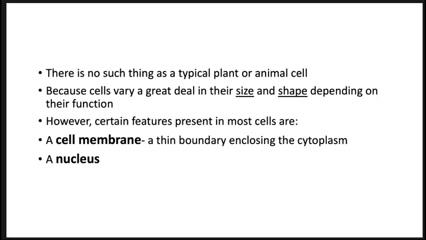When it comes to studying animal or plant cells, biologically we believe that there is no such thing as a typical plant or animal cell. That is because cells vary a great deal in their size and shape depending on their function. However, there are certain features present in most cells: a cell surface membrane, which is basically a thin boundary enclosing the cytoplasm, and a nucleus. So these three structures, a cell surface membrane, cytoplasm, and a nucleus, are the common features present in most cells.